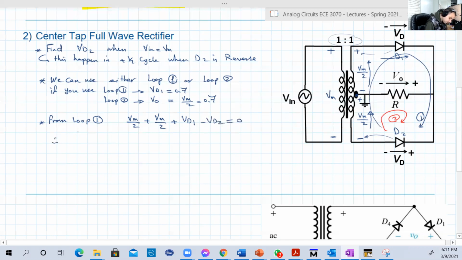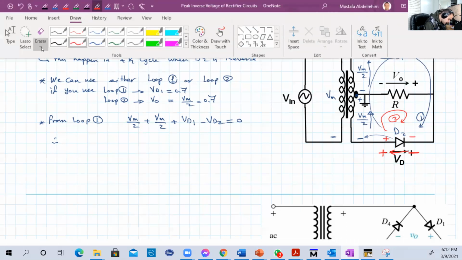So, oh, sorry, here, VD2 is from negative. This is wrong. I'm very sorry. So let's correct it very quick here. This is negative, this is positive. Okay, and also this is wrong. This is negative, this is positive. Okay. So negative here, positive here, negative here, positive here.